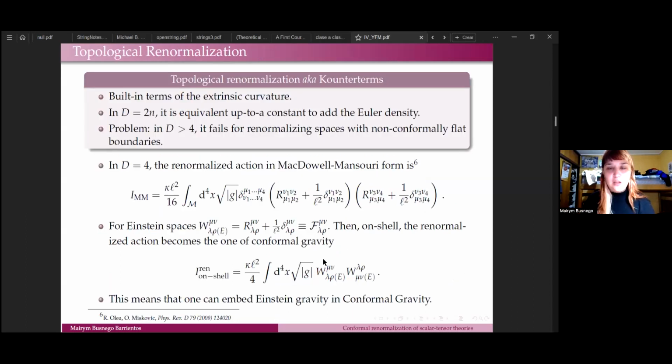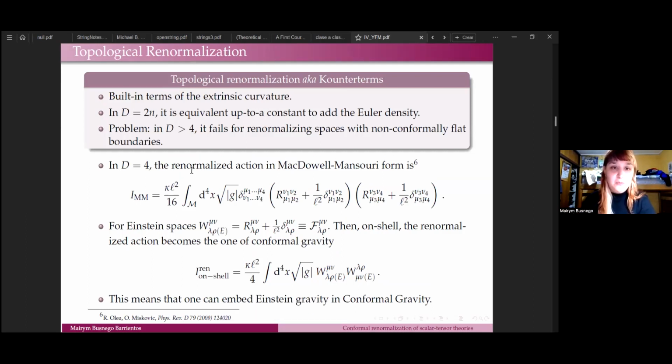Then we can use another boundary term formalism, which is the topological renormalization, also known as counterterms with a K. This formalism is built with the extrinsic curvature terms of the manifold, and also has a problem when we are in D higher than 4. It fails for renormalizing the spaces with not conformally flat boundaries. As we are working here in 4 dimensions, we don't have that problem.